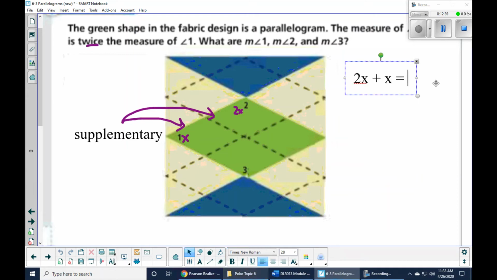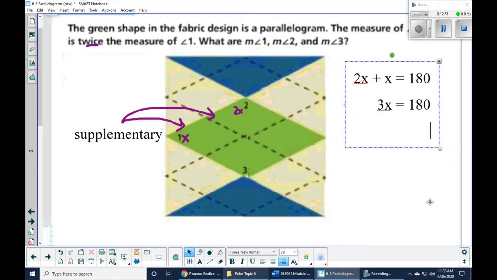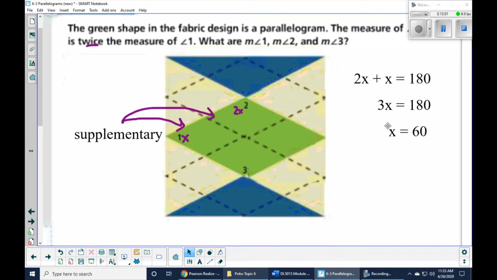All right, so back to the problem at hand. So 2x plus x, they're going to add up to 180, which means that we're going to have 3x equals 180. And when we divide both sides by 3, we're going to get x equals 60. So x is 60, so that means that this angle right here is 60 degrees. And then this angle up here is 2 times that, which is 120 degrees.